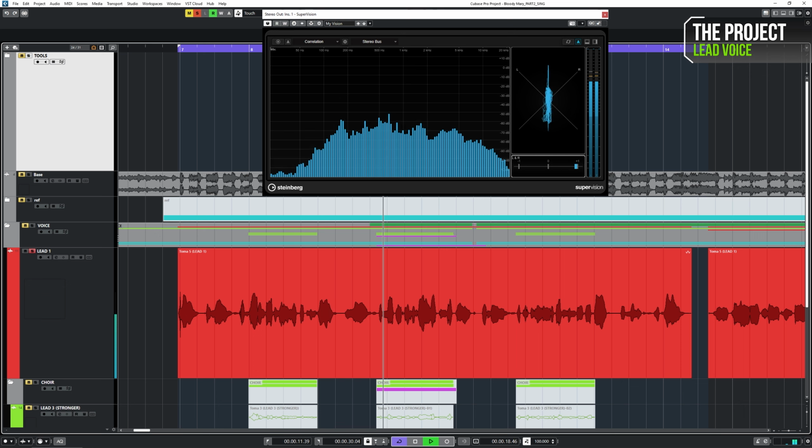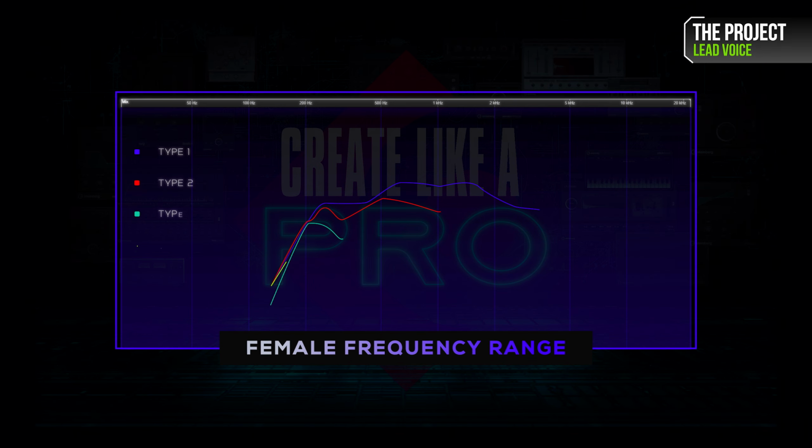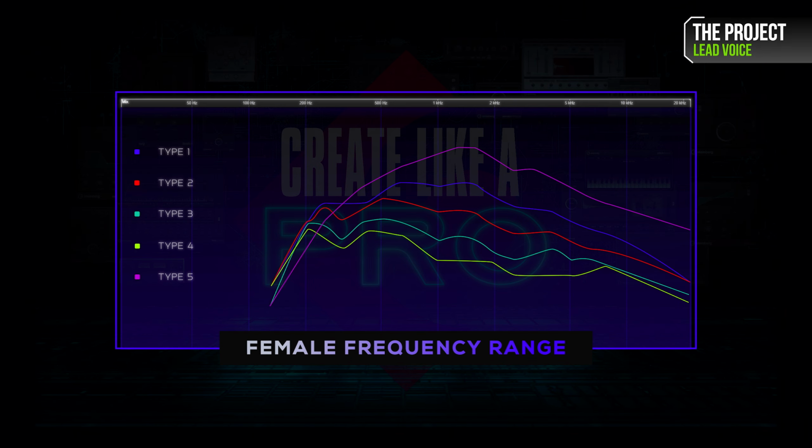I would like to add some EQ, but which setting should I use? Let's take a look at this chart. These lines represent the frequency response of different voice types, and of course they have to be treated differently. Let's spot which one matches our voice.